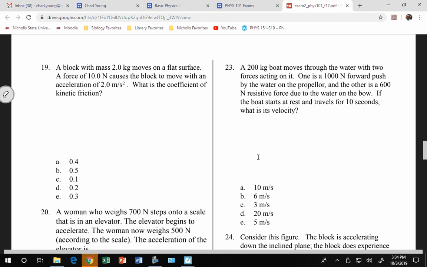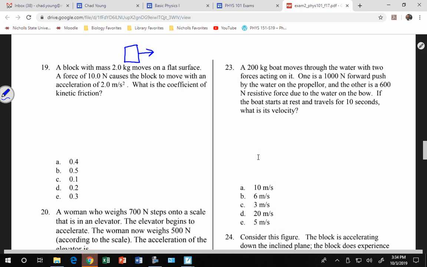5, right. a is F over m. So I'm going to get an acceleration of 5 meters per second squared. But in this case, I have an acceleration of 2 meters per second squared. So that means that something's holding that block back. And the something is a frictional force.